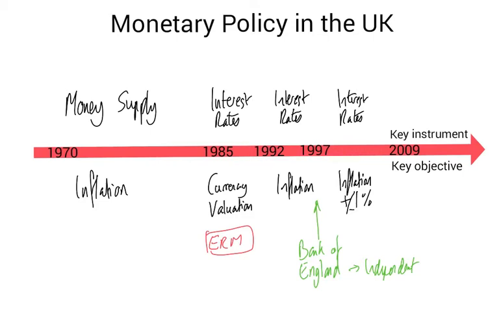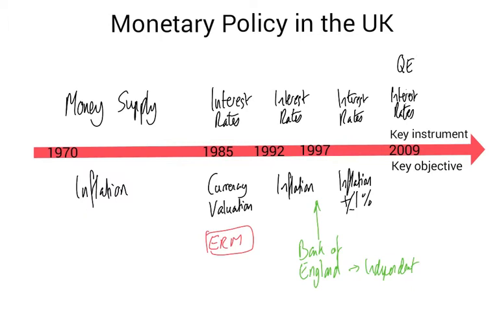which was the onset of the financial crisis. The key instrument remained interest rates, but we also had the introduction of QE, or quantitative easing, at this point in time. So efforts to actually increase the amount of money in circulation.